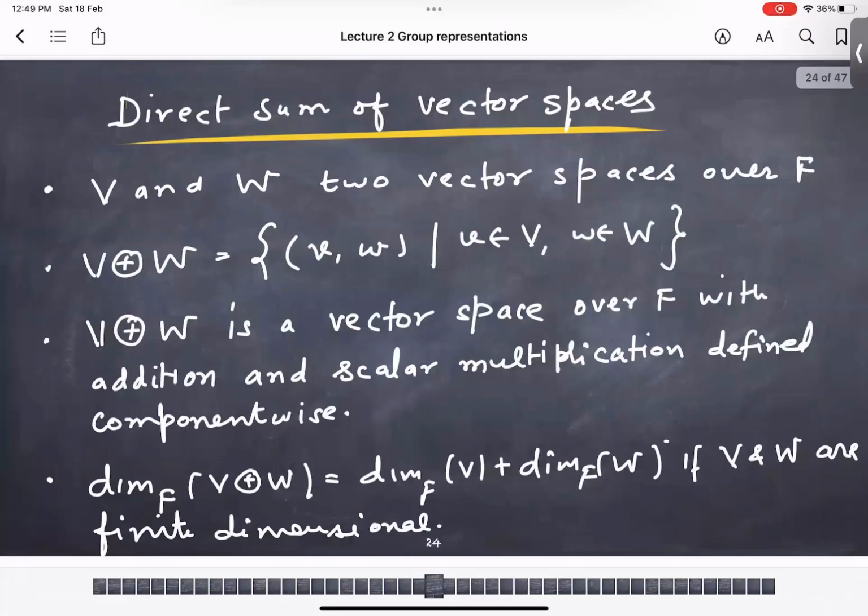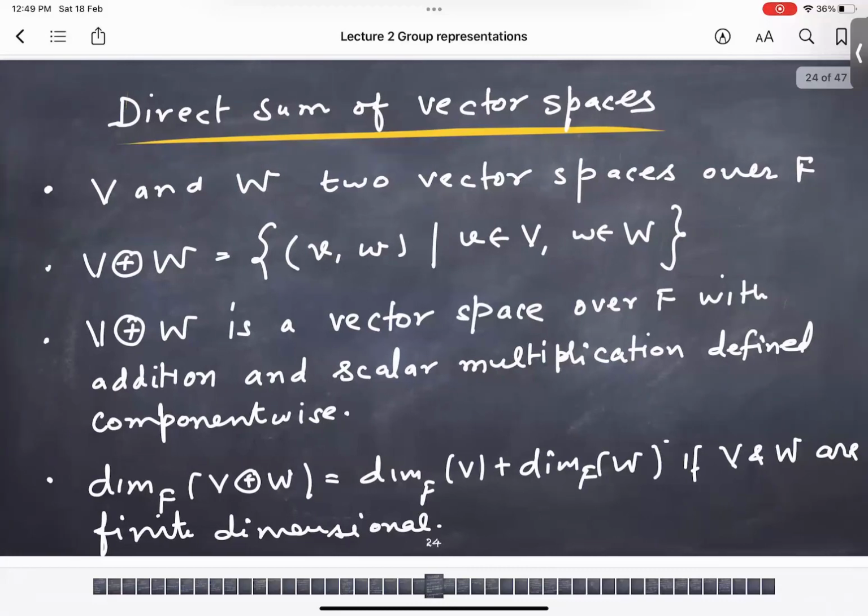So I have defined for you what a representation is in the matrix form and in the vector space form, and they are just the same. You should know how to go from one to the other. And now I am going to define sub-representations. Like you talk of the concept of subspace, subgroup, subring, you also talk of the concept of a sub-representation.